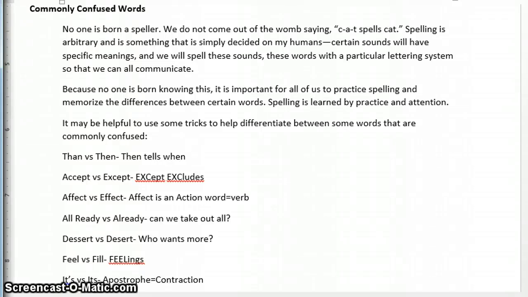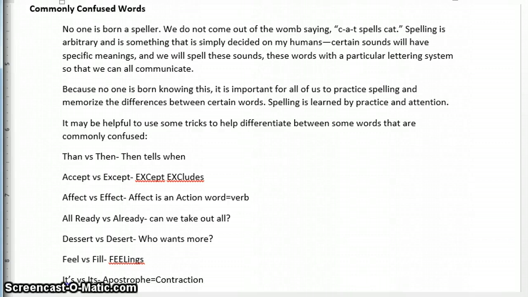Today I'd like to review some commonly confused words and then some ways that we can hopefully learn to differentiate between them and help put them in application. I think it's a pretty well-known fact that nobody's just a natural born speller. None of you growing up knew how to spell anything. You just acquired it through experience with words and exposure to them.